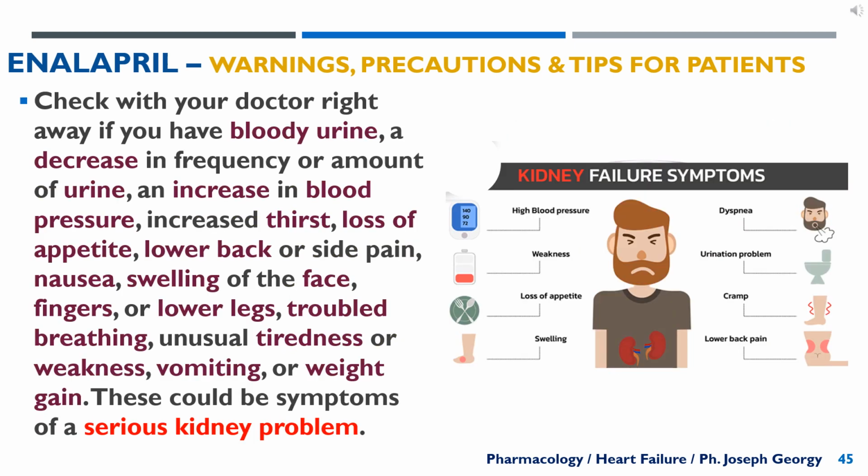Check with your doctor right away if you have bloody urine, a decrease in frequency or amount of urine, an increase in blood pressure, increased thirst, loss of appetite, lower back or side pain, nausea, swelling of the face, fingers or lower legs, troubled breathing, unusual tiredness or weakness, vomiting, or weight gain. These could be symptoms of a serious kidney problem.